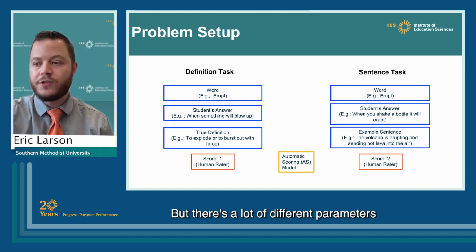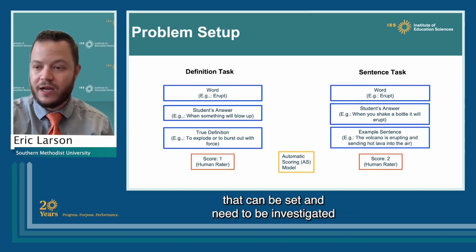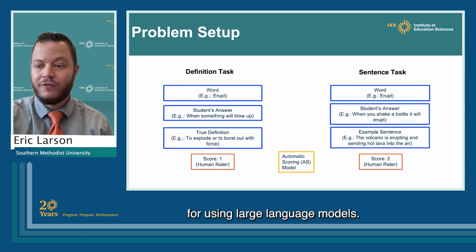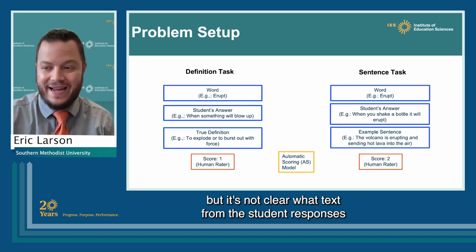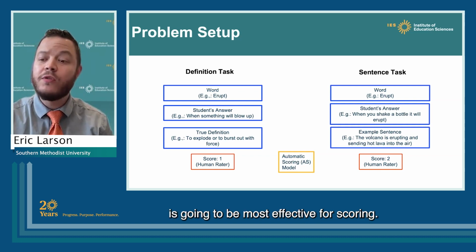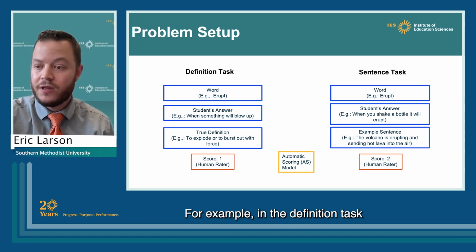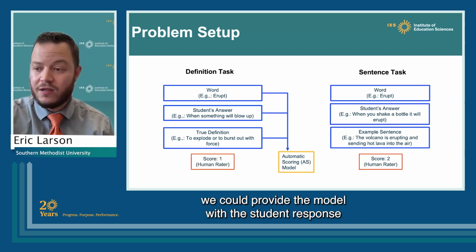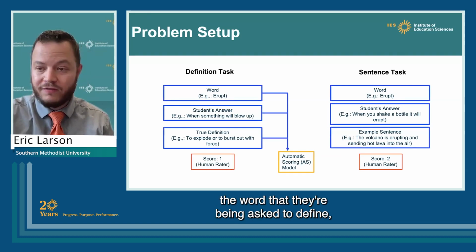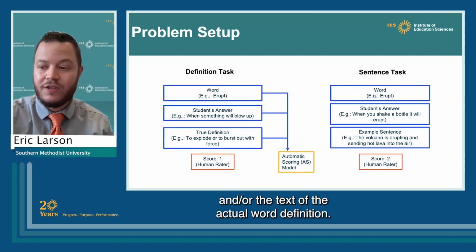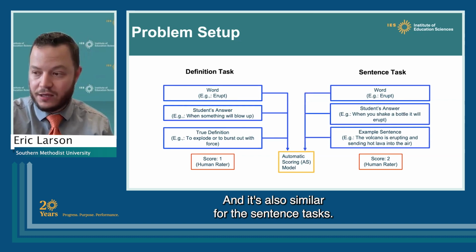But there are a lot of different parameters that can be set and need to be investigated for using large language models. For these language models, we need to provide text, but it's not clear what text from the student responses is going to be most effective for scoring. For example, in the definition task, we could provide the model with the student response, the word that they're being asked to define, and/or the text of the actual word definition. And it's similar for the sentence tasks.